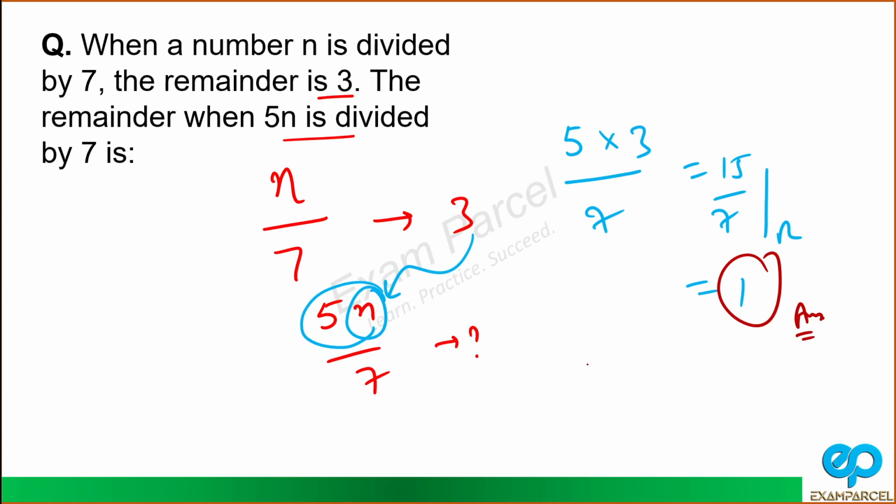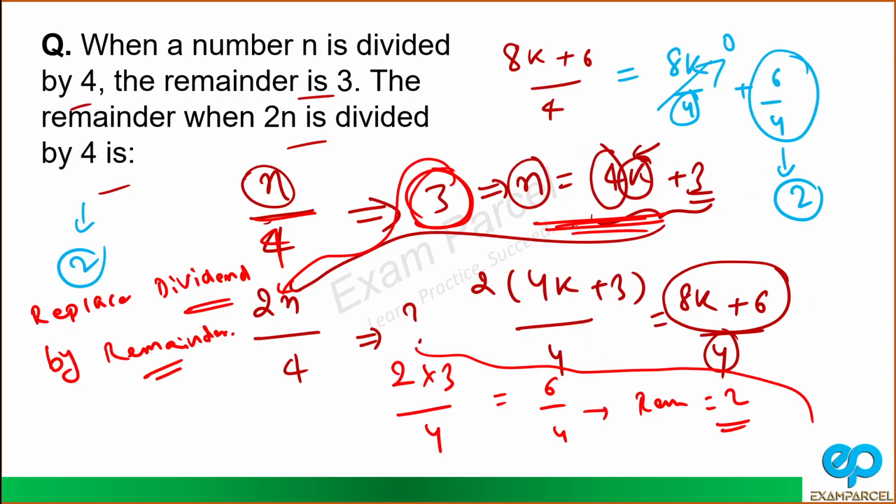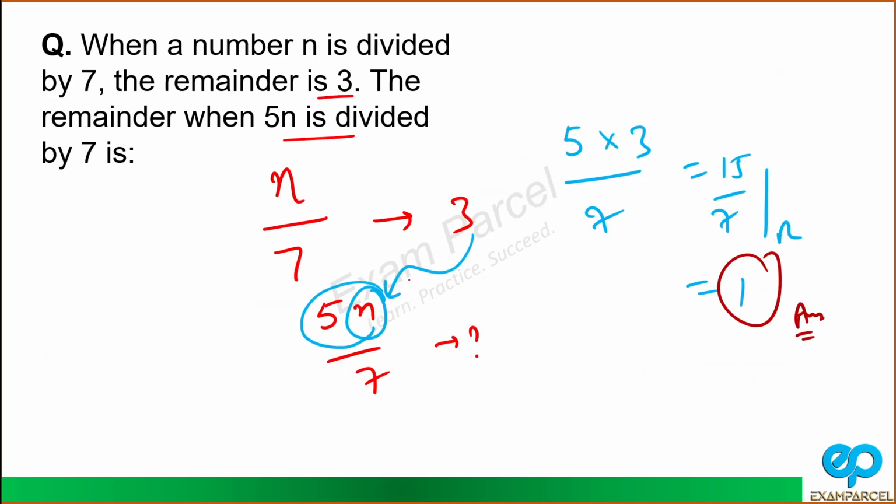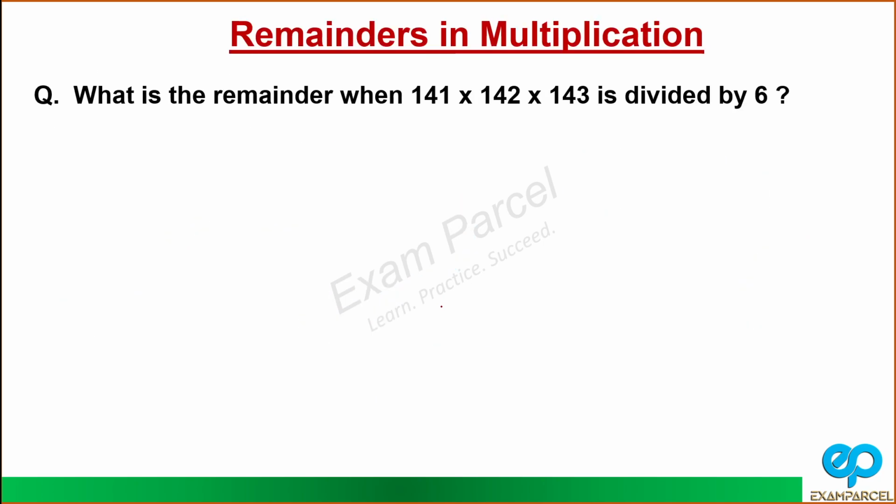Okay. Now obviously you can do the long method as well. You can rewrite this n as 7k plus 3, right? And further you can multiply by 5 and you can solve that further. So I will leave that as an exercise for you. That is not a hard thing to do. You can always do that. Okay, so now let's move on to the next topic.